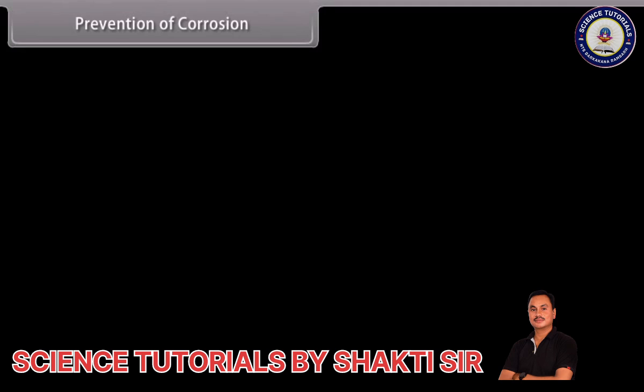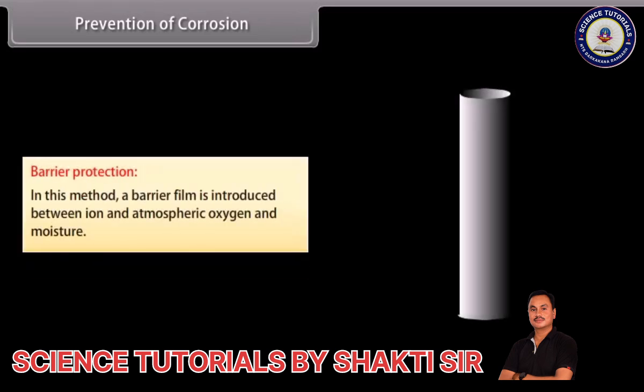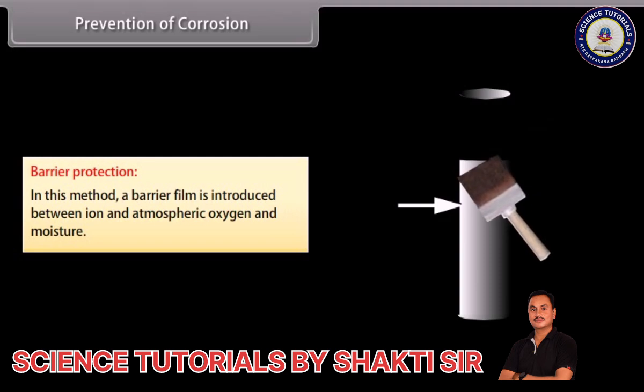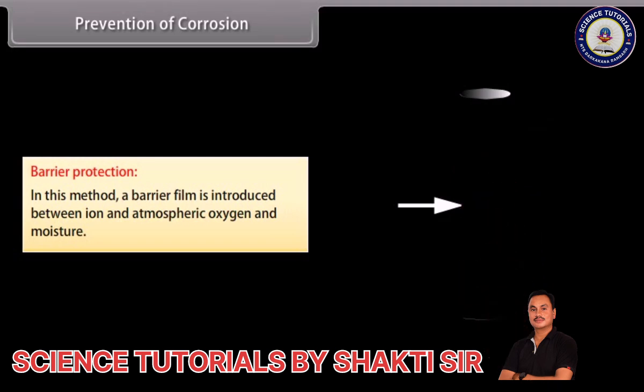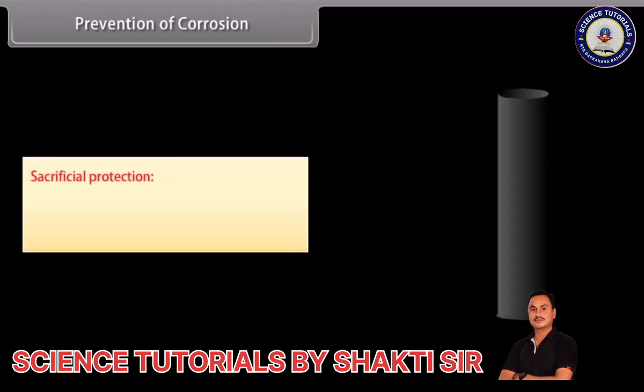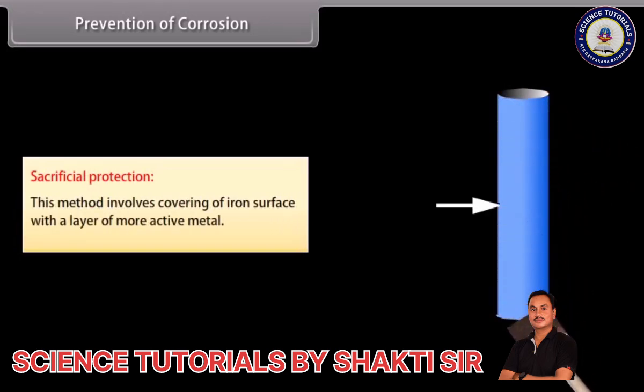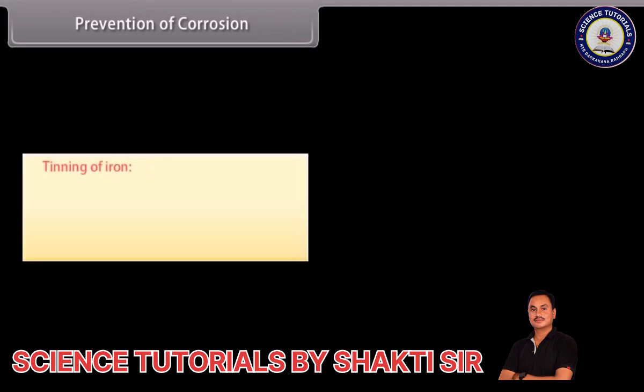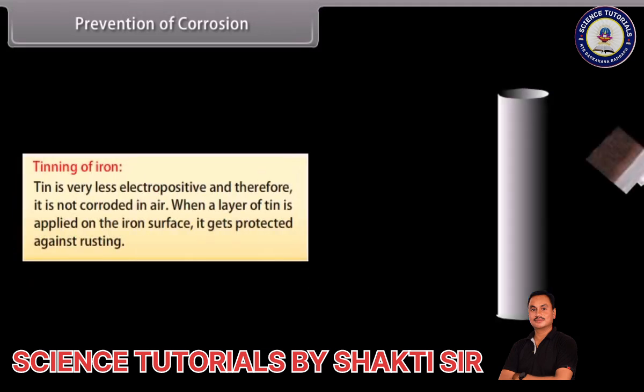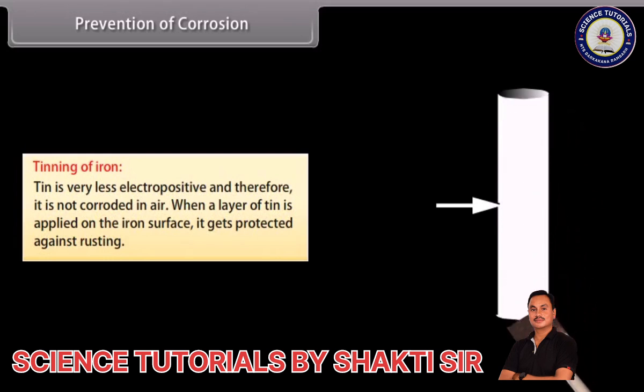Prevention of corrosion. There are many methods for protecting metals from corrosion. Some of these are as follows. Barrier protection. In this method, a barrier film is introduced between iron and atmospheric oxygen and moisture. Sacrificial protection. This method involves covering of the iron surface with a layer of more active metal. Tinning of iron. Tin is very less electropositive and therefore it is not corroded in air. When a layer of tin is applied on the iron surface, it gets protected against rusting.